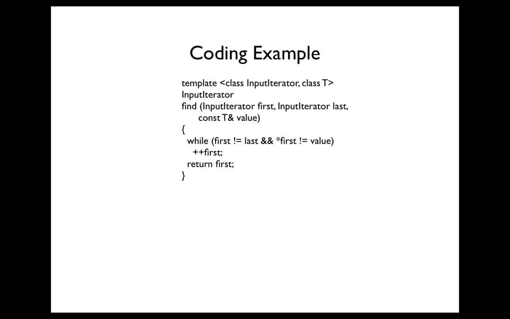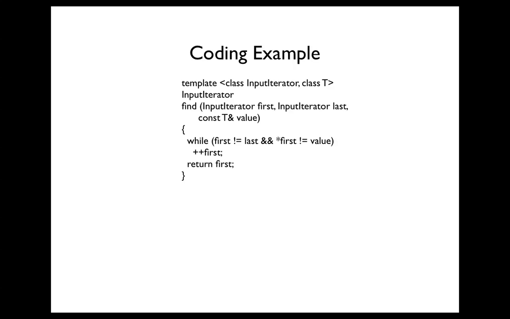Now I would like to give a coding example of an iterator. Here we have an example of an input iterator, which is one of the most simple used iterators in the C++ programming language. This algorithm performs a simple linear search, looking for a specific value being held within a container.